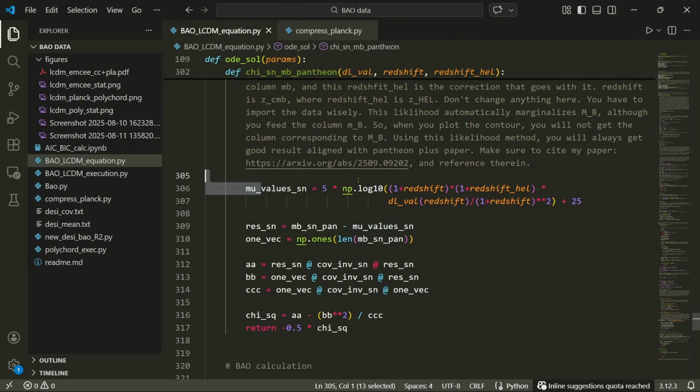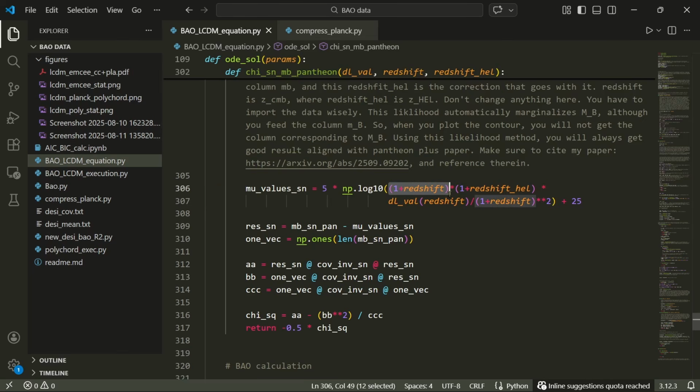So there is a distance modulus. The formula is 5 into log of 10, and there is a DL val. Okay. So this is written in terms of dA. This is not written in terms of luminosity distance. If you see the textbook, you will see 5 into log 10 into DL. Okay, there is no dA, but this is converted into dA.